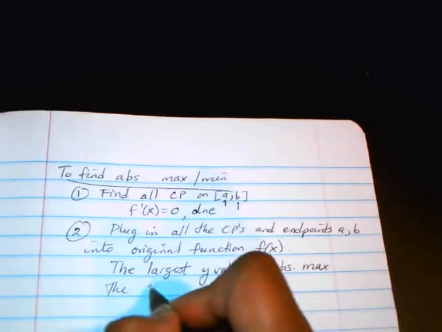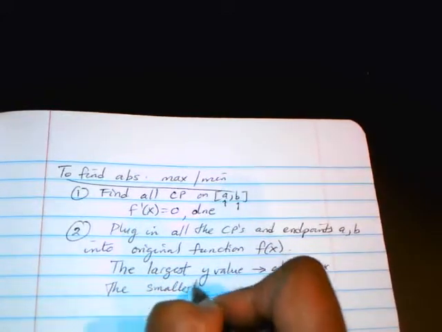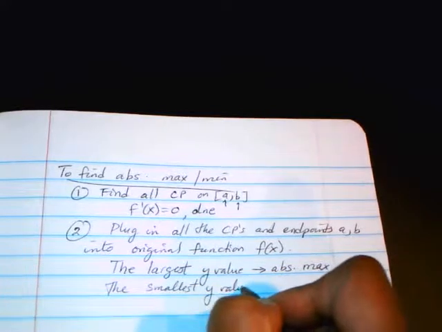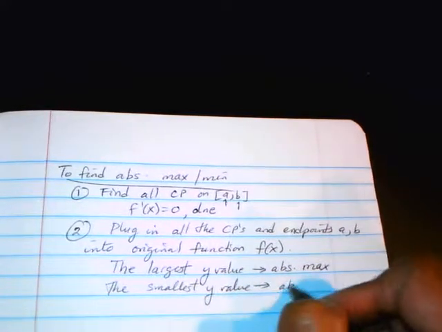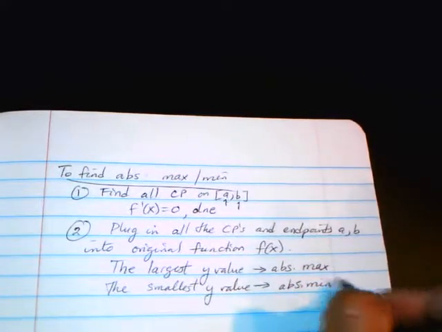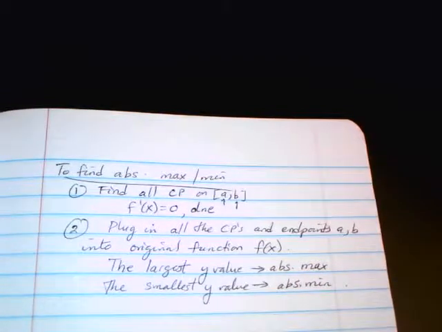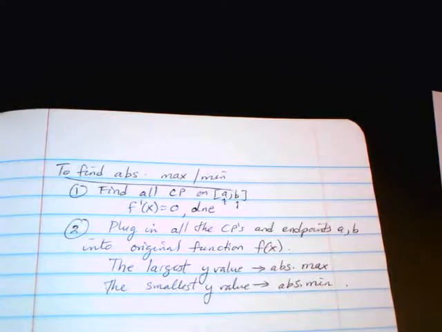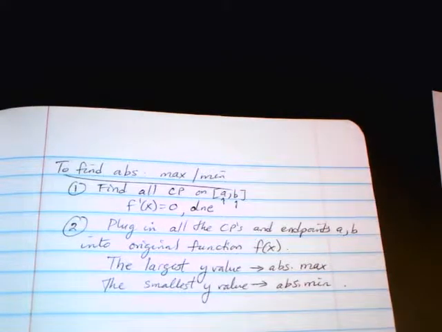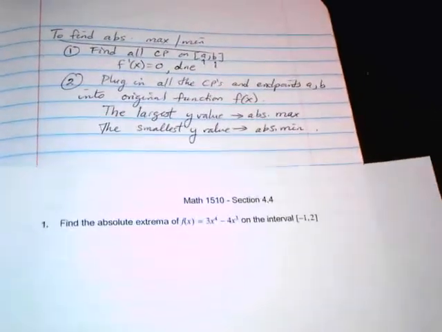The smallest y value of all is the absolute minimum. Okay, so we're going to use these steps and try the worksheet that I have for this section and put our knowledge to work here. So I'm going to keep this here for a second as we do the first problem.